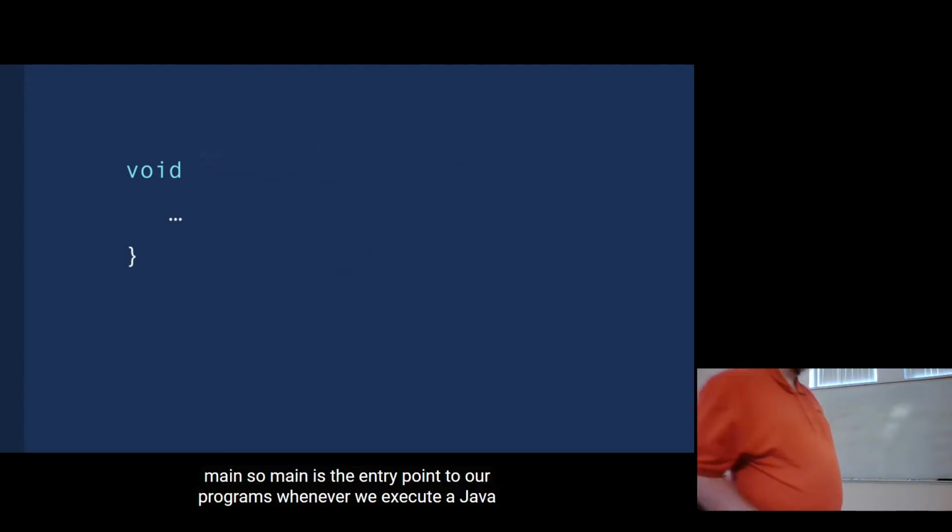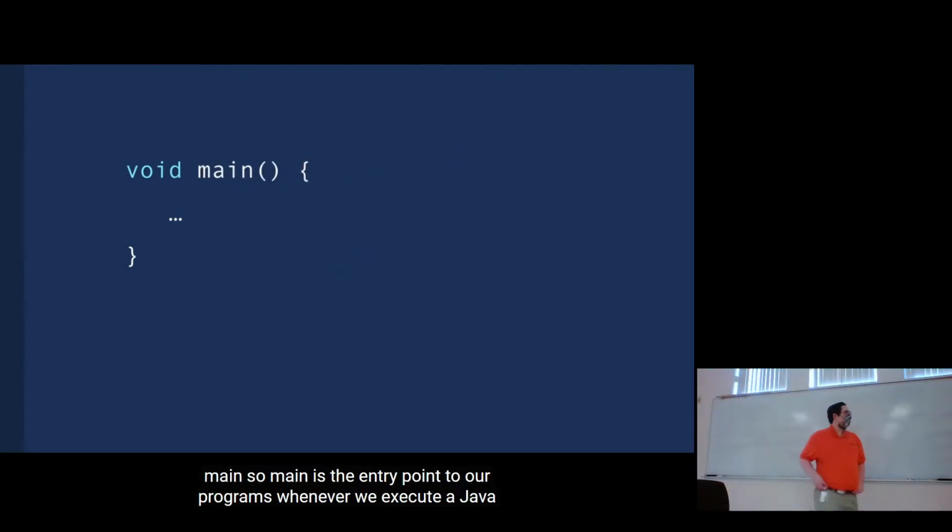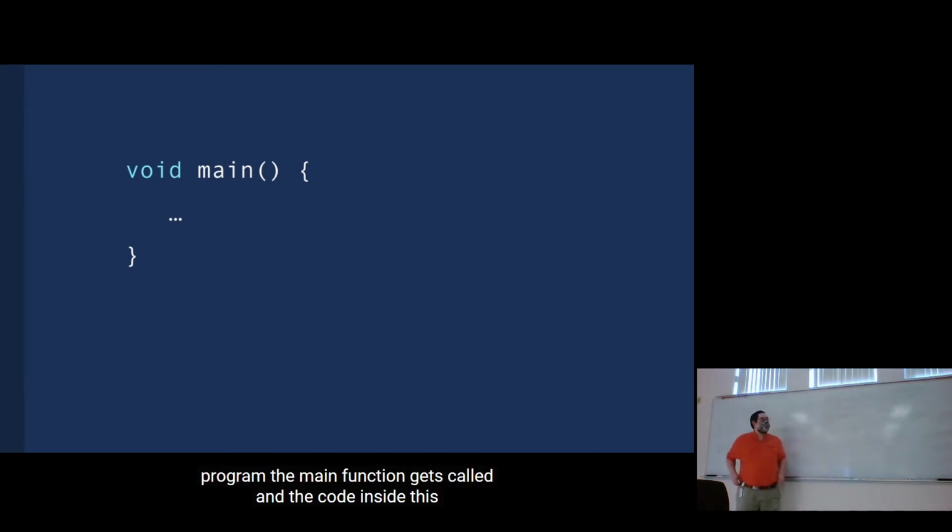And that function is called main. So main is the entry point to our programs. Whenever we execute a Java program, the main function gets called and the code inside this function gets executed. Okay? Now, these functions don't exist on their own.